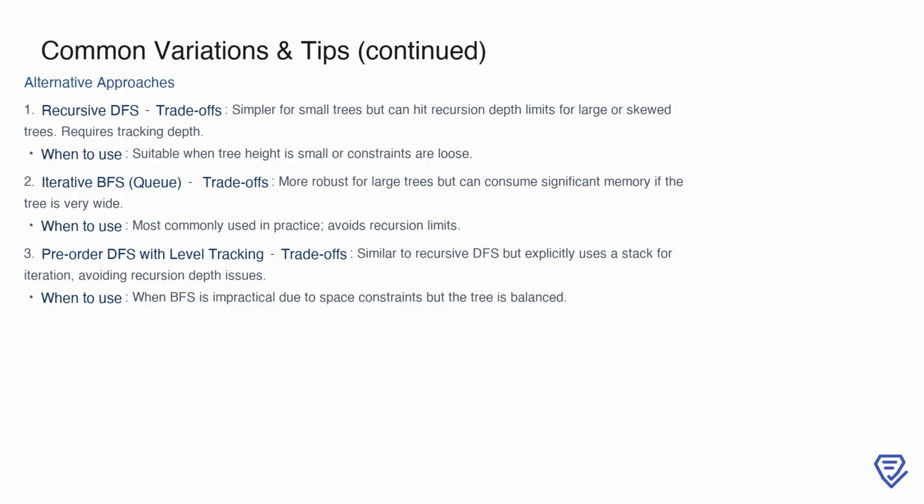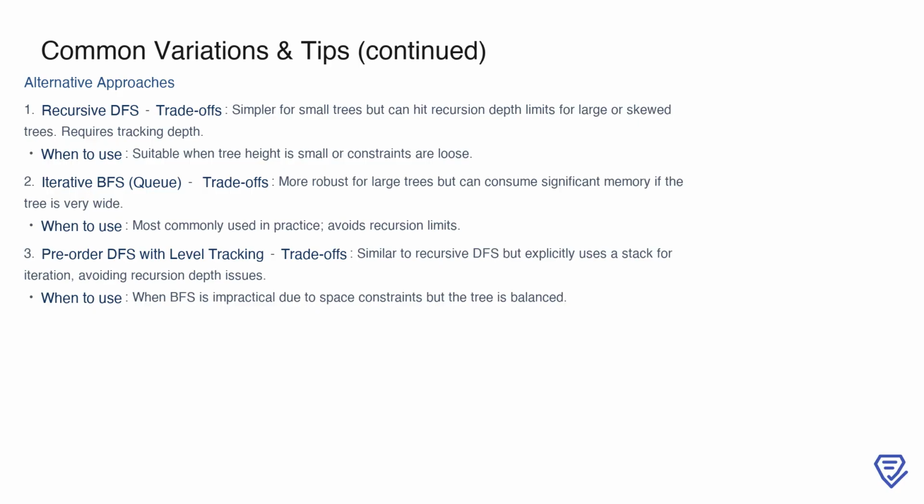When solving level order traversal problems, you can choose from a few alternative approaches, each with its own trade-offs. Recursive DFS is simpler to implement for small trees but can run into recursion depth limits for large or skewed trees. This method is best used when the tree height is small or the constraints are loose. Iterative BFS, on the other hand, is more robust for large trees and avoids recursion limits, but it can consume significant memory if the tree is very wide. This approach is the most commonly used in practice and is well suited for general use cases.